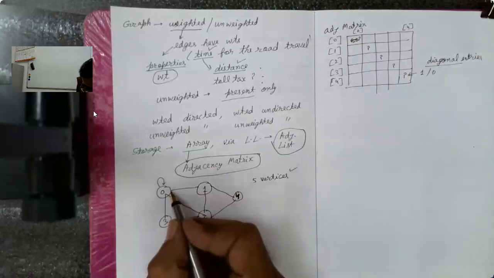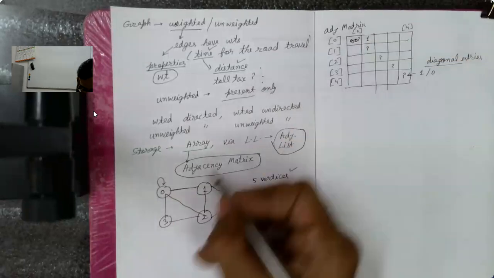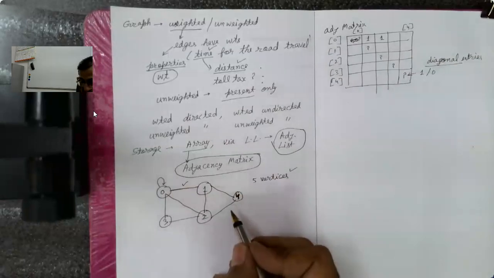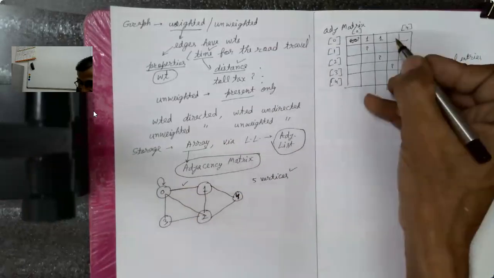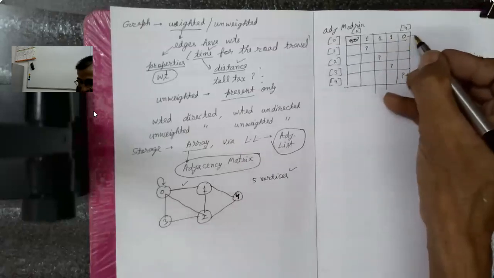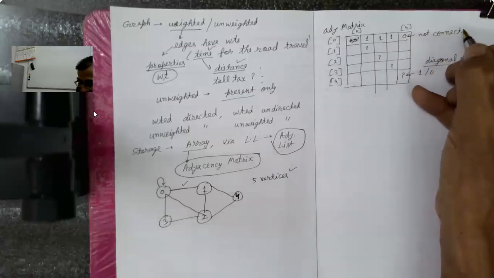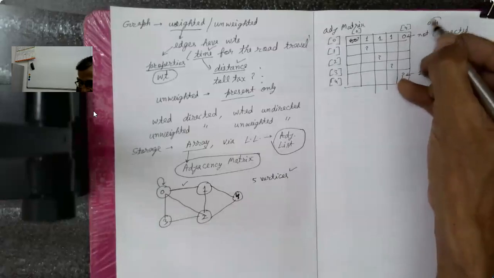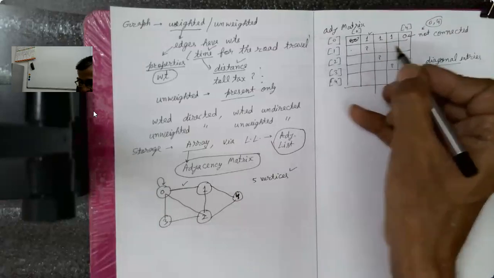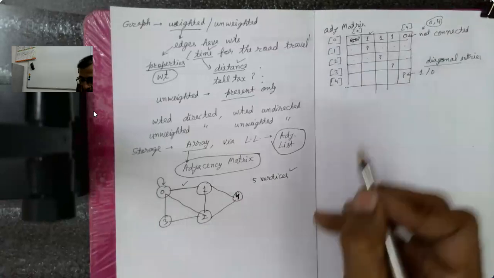0 to 1: this entry is 0, 1, if the connection is present, yes. 0 to 2, this is connected, yes, so 1 means connected. 0 to 3, connected, yes. 0 to 4, not connected. So 0, 4 is not connected, and 0 to the others, it is connected. Similarly, 1, 0, 1, 2, 1, 3, 1, 4, 2, 0, 2, 2, 2, 1, 2, 3, 2, 4, like that.